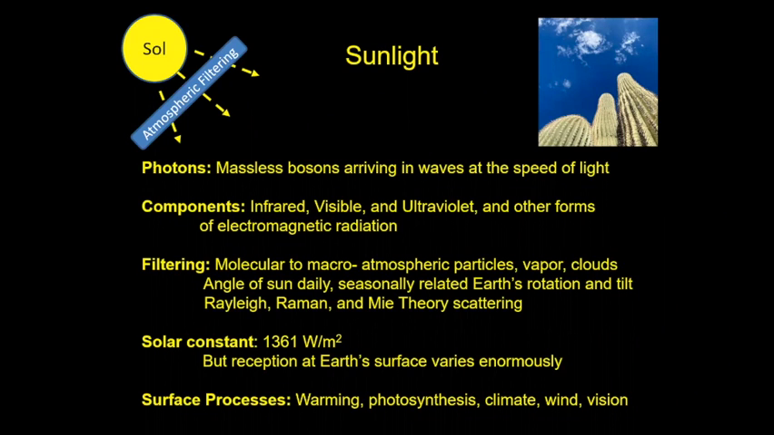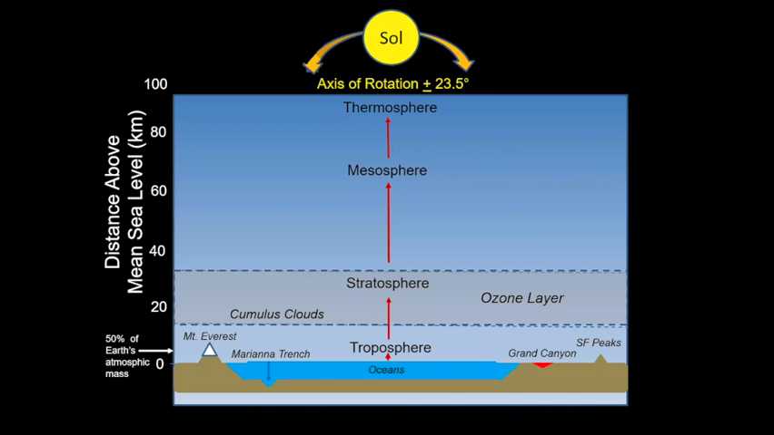Why are these processes important? Well, this gives us warming, a critical kind of part of our existence on Earth here. It provides us with photosynthetic products. It shapes our climate, it shapes wind, and of course, shapes our ability to see. So all those things play a great role in our appreciation of Grand Canyon and our understanding of the Earth around us.